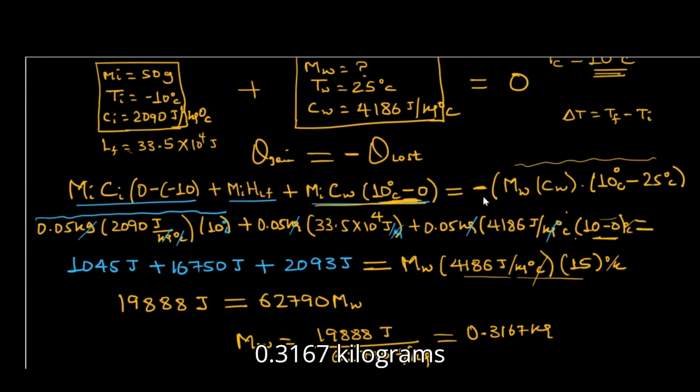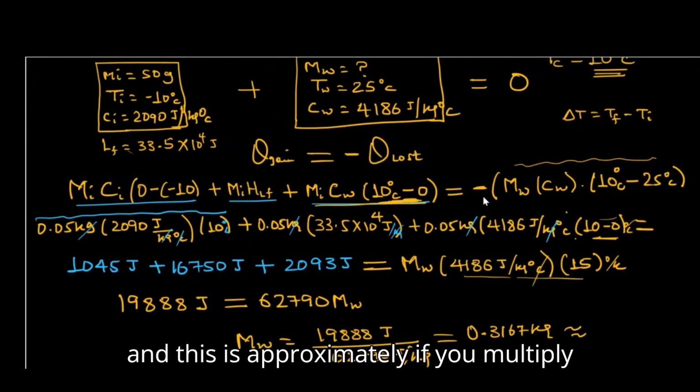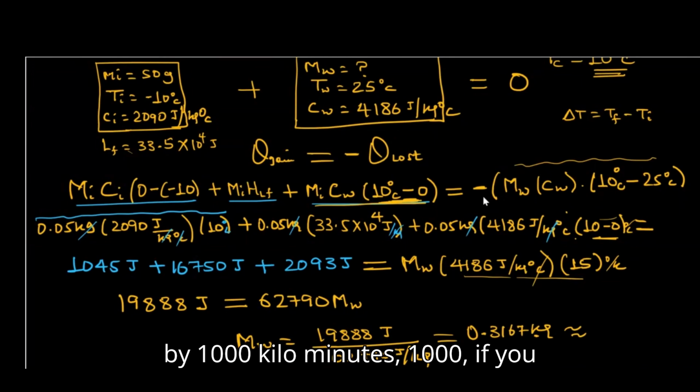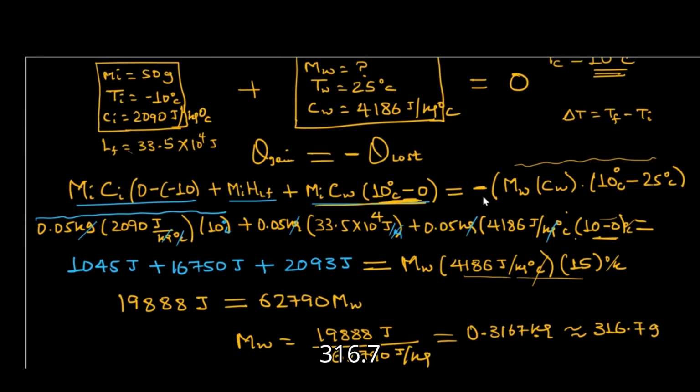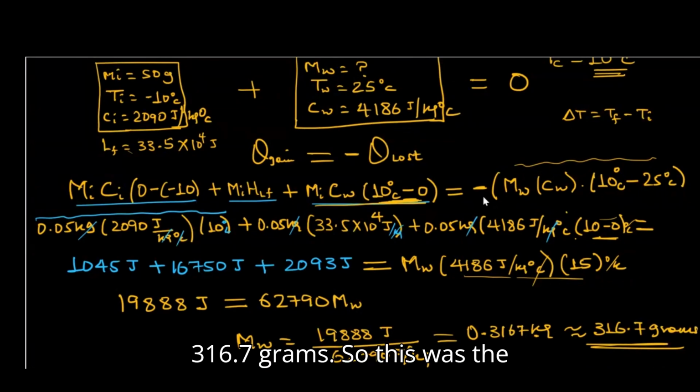So when you calculate this, you simply get 0.3167 kilograms, and if you multiply that by 1000, this is going to be 316.7 grams. So this was the initial amount of water that was in the calorimeter from the beginning.